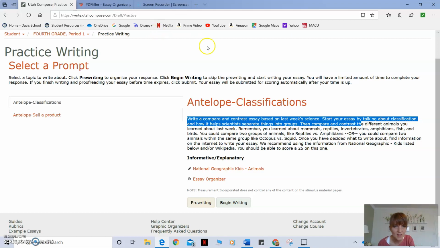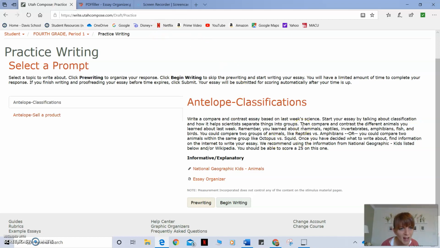Okay. Then, right here, compare and contrast the different animals you learned about last week. Remember, you learned about mammals, reptiles, invertebrates, amphibians, fish, and birds. You could compare two groups of animals, like reptiles versus amphibians, or you could compare two animals within the same group, like octopus versus squid. Once you have decided what to write about, find information on the internet to write your essay. We recommend using the information from National Geographic Kids listed below and or Wikipedia. You should be able to score 25 on this.